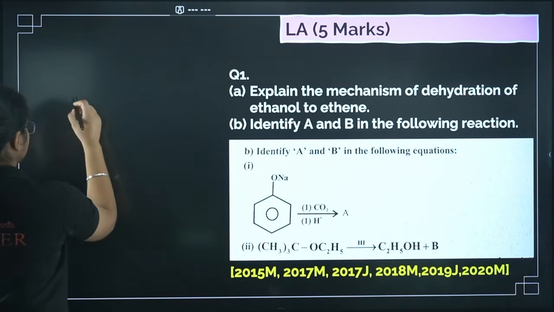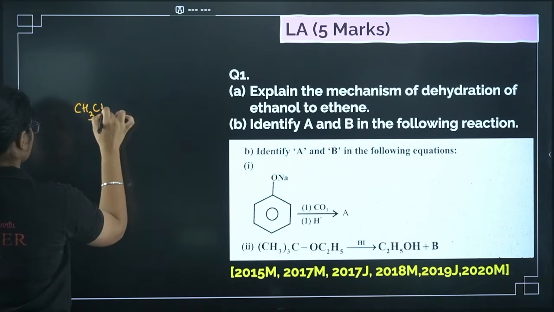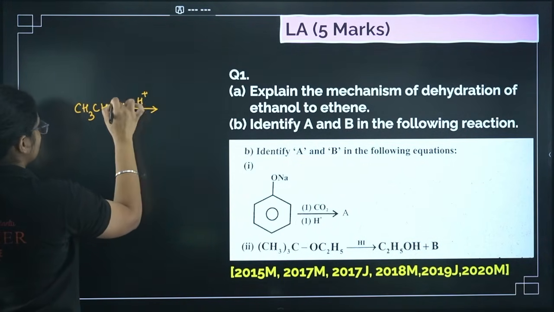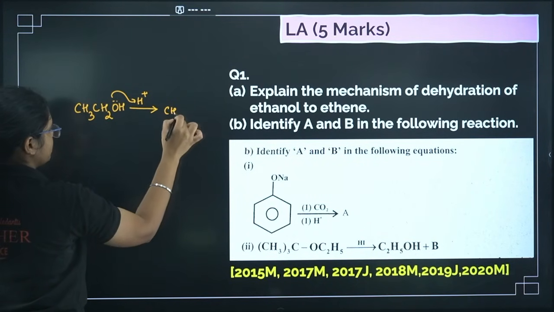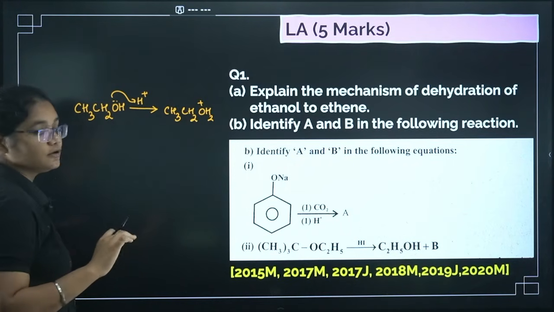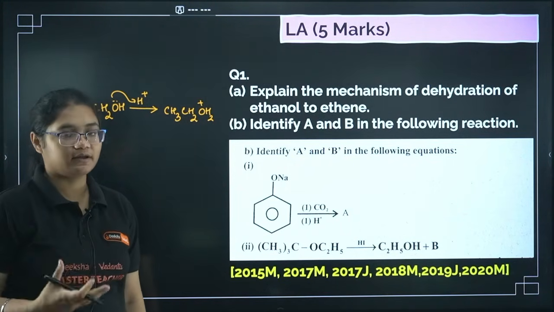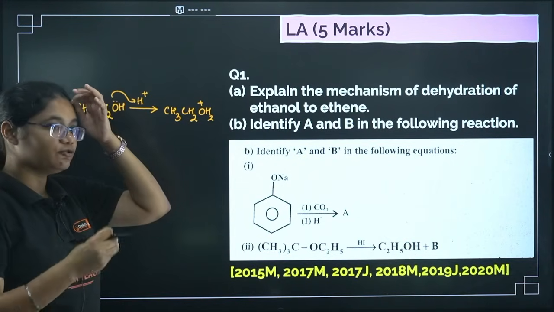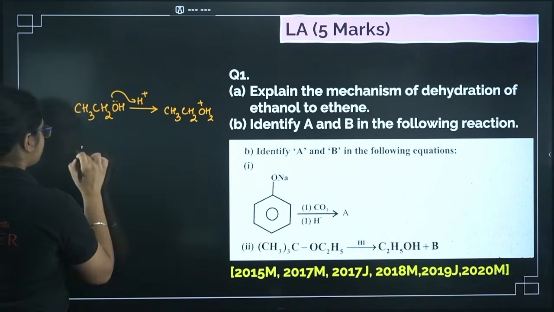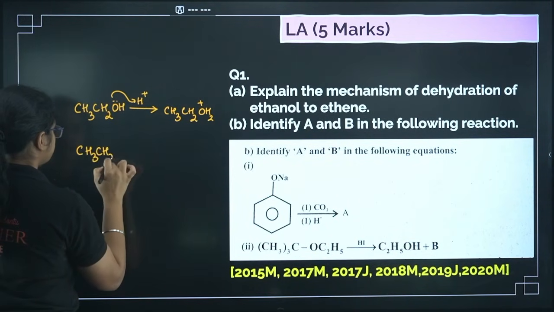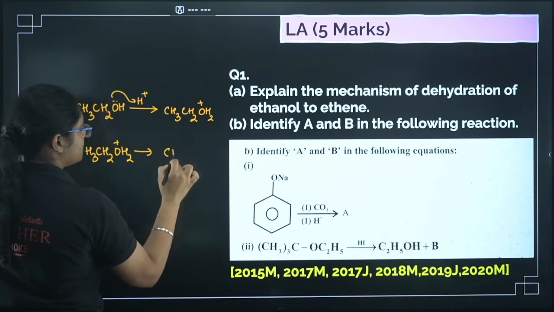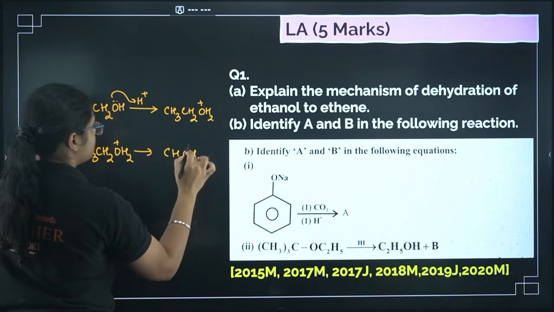So how does this dehydration take place? First of all, I'll explain the steps. The first thing is protonation of this alcohol. This is the first step. So you get CH3CH2OH2+. Now why is this protonation done? To make water a very good leaving group. Removing OH is difficult, but removing OH2+ is easy. That is why we create this. Now after that, you have this one, CH3CH2OH2+. Here this OH2+ will leave and you will get CH3CH2+.